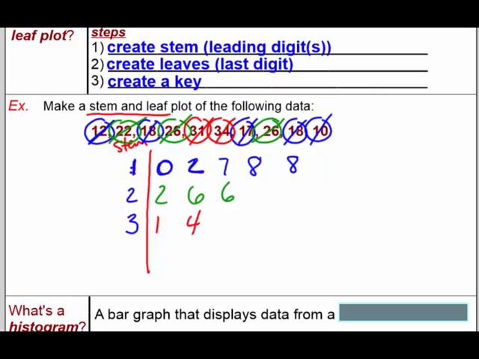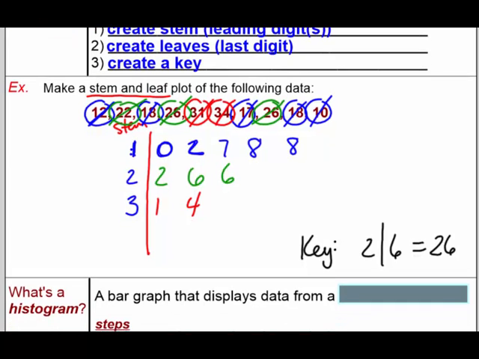This doesn't have any labels on it, but pretend it's money, who knows. In my key, if I put 2 stem 6, this means it's 26. That way someone looking at this would look at 2 stem 6 and know that number means 26. Now I'm going to hypothetically add another data point here. I'm going to add the number 59.